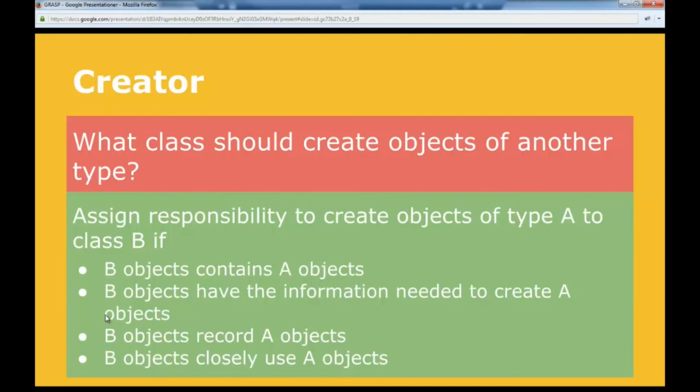We also have two cases that are a little bit harder to judge here: B objects record A objects, and B objects closely use A objects. I don't think we have any case of this right now, but for example, in our dice game, it was natural that the dice game created the dice that we needed, because it was the class that used the dice when we played. So it closely used the A objects.